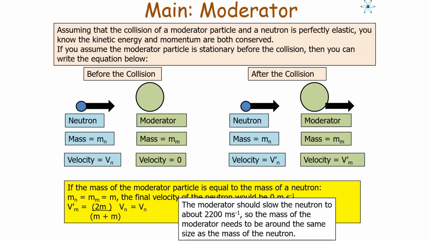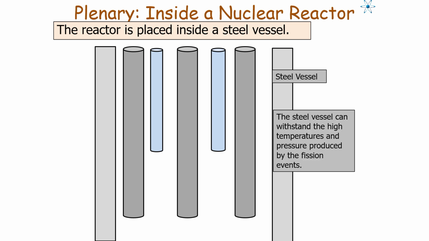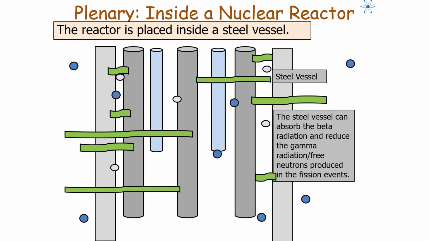So the moderator should be slowing the neutrons to about 2,200 meters per second to be absorbed by our uranium nuclei, so the mass of the moderator needs to be around the same size as the mass of the neutron. Now this entire reactor is placed inside a steel vessel. Why do we do this? Well, the steel vessel can withstand high temperatures and the pressures needed and produced by the fission events. Also, the steel vessel can absorb beta radiation and reduce gamma radiation and free neutrons produced in the fission events.